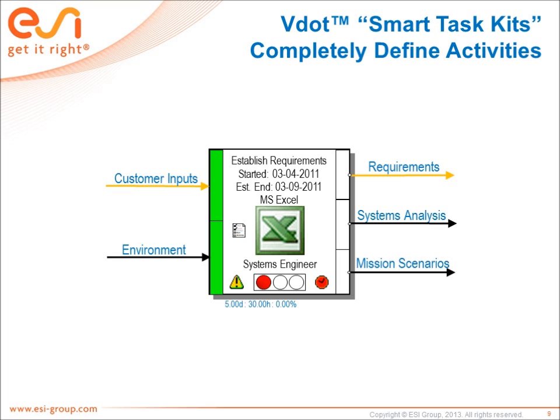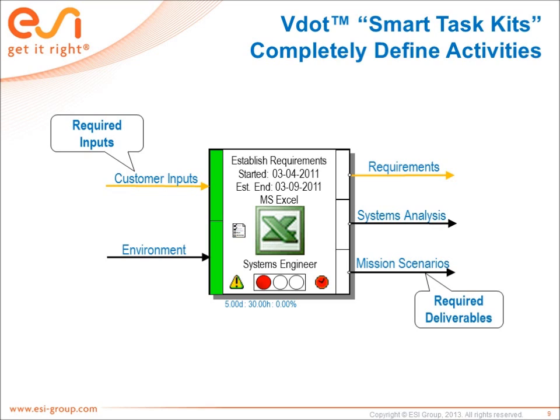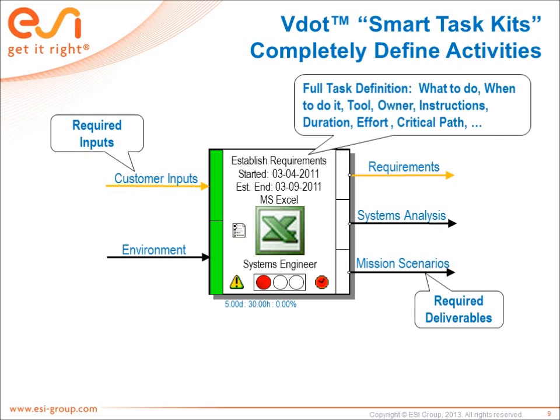Each smart task is represented as a box with the required inputs entering on the left and the required deliverables released on the right. In the center, the task describes what needs to be done, when and by whom. Work instructions and specific applications can also be included in the task as well as scheduling information.